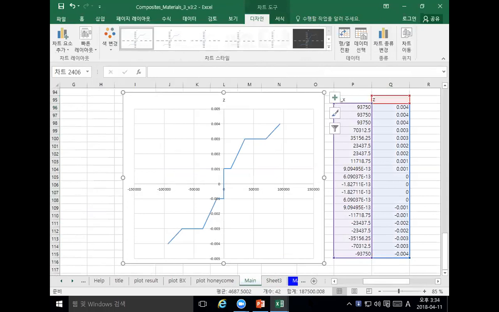But this is linearly varying within the ply. But see this one, at the same surface, same location, this stress is this much and this much. But this ply has this much. Why? Because this is the 90 degree, 0 degree. This is a 45 degree, and this is a minus 45 degree, and so on.